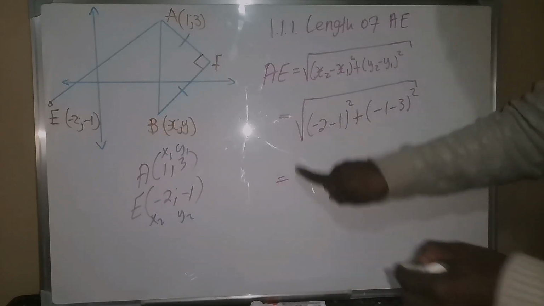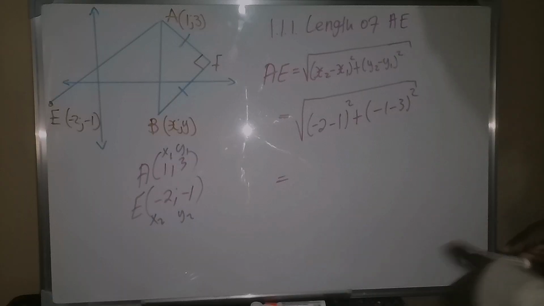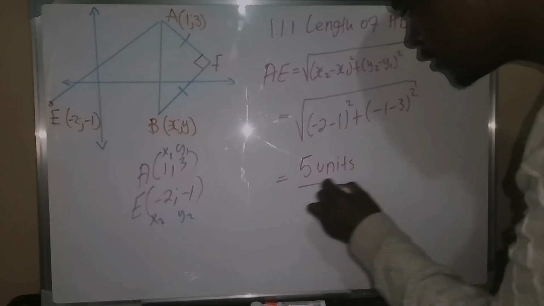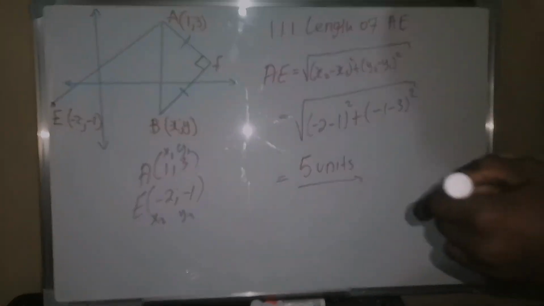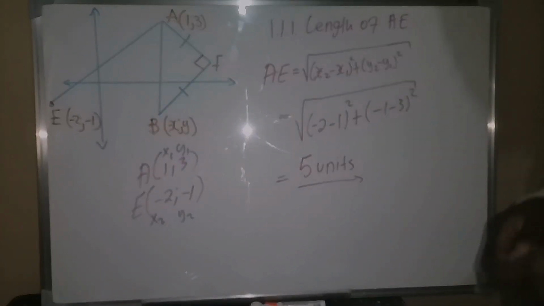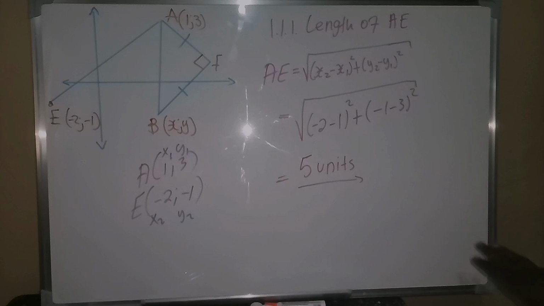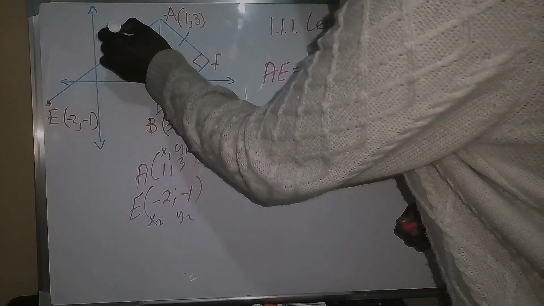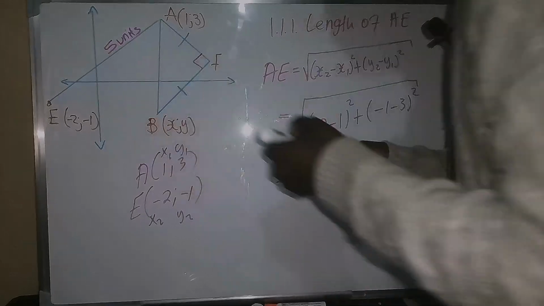Then you put this on your calculator. The length is 5 units. This is the length of AE. That's how you find the length of AE. The first question, we have answered it. So the length is 5 units.